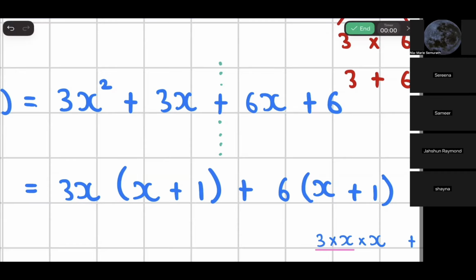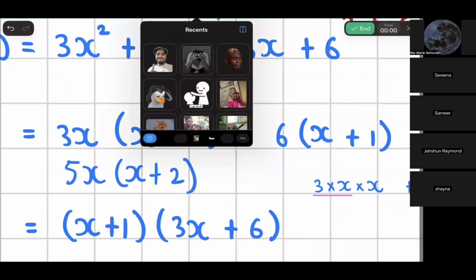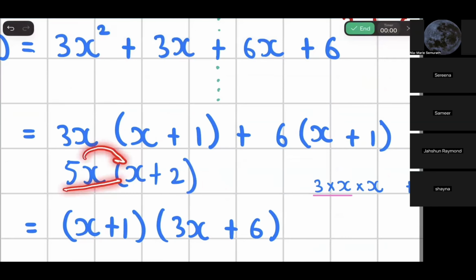What times 5 would give me back 10? 2. Yeah, that's it. But how will you get back 5x? All right, watch this. If you write 5x times x plus 2, look at how it's going to work out. That 5x is going to multiply by x. Where's 5x times x? 5x squared. Okay, all right. And where's 5x times 2? 10x. Yeah.